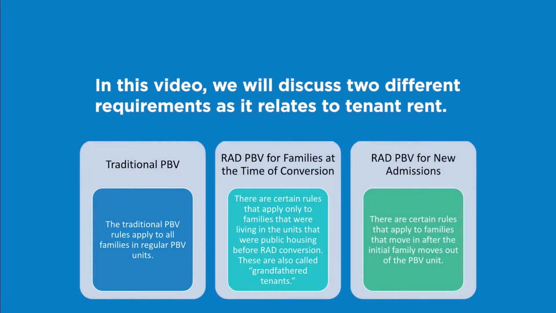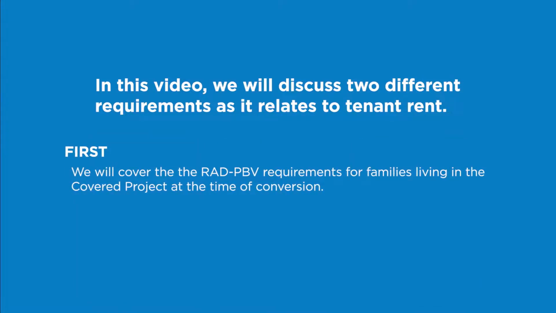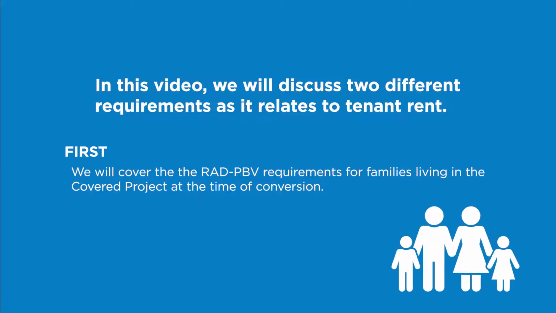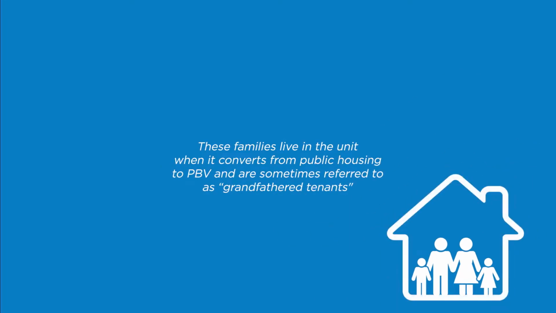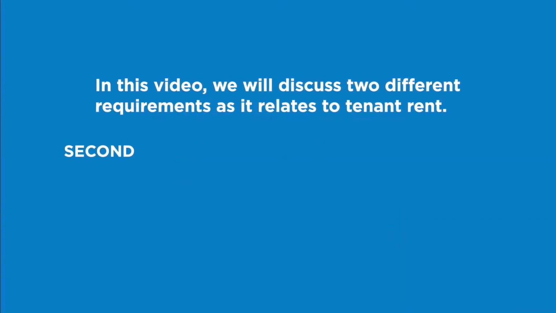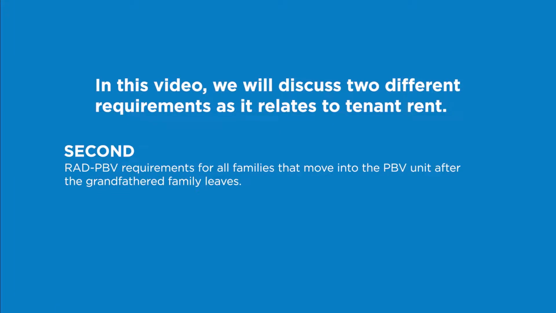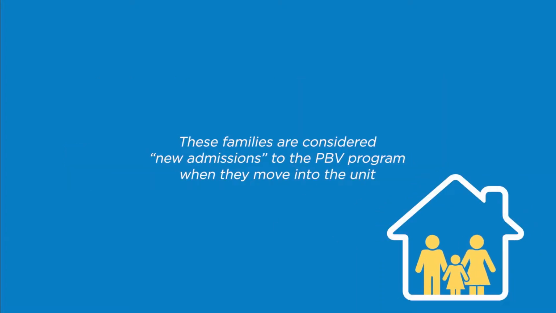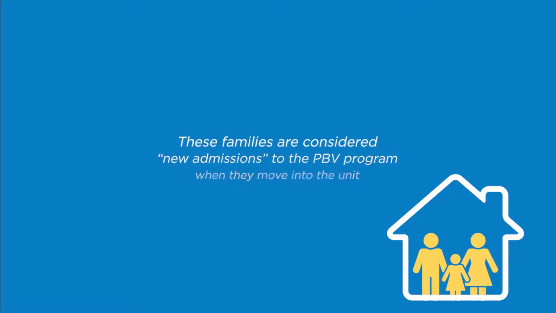In this video, we will discuss two different requirements as it relates to tenant rent. First, we will cover the RAD PBV requirements for families living in the covered project at the time of conversion. These families live in the unit when it converts from public housing to PBV and are sometimes referred to as grandfathered tenants. Then, we will cover the RAD PBV requirements for all families that move into the PBV unit after the grandfathered family leaves. These families are considered new admissions to the PBV program when they move into the unit.